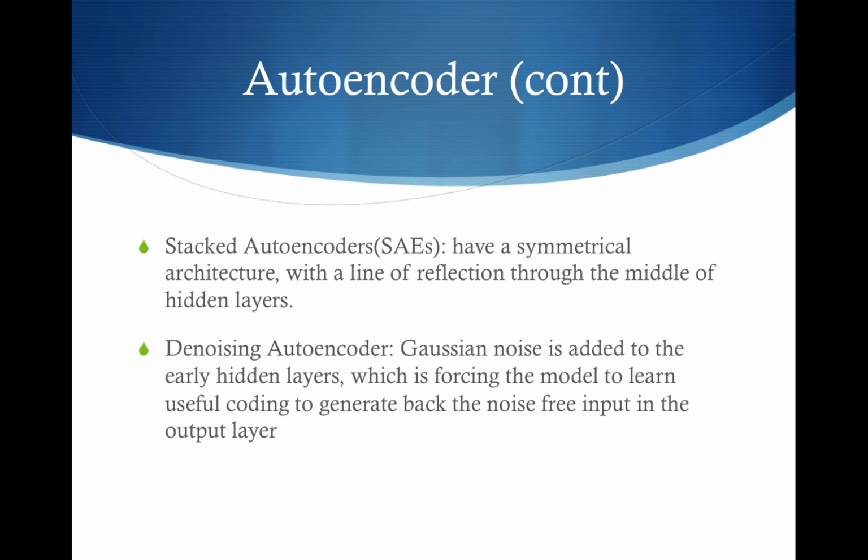For the denoising autoencoder, a feature is using Gaussian noise added into the early hidden layer, which forces the model to learn useful code to generate back the noise-free input in the output layer.